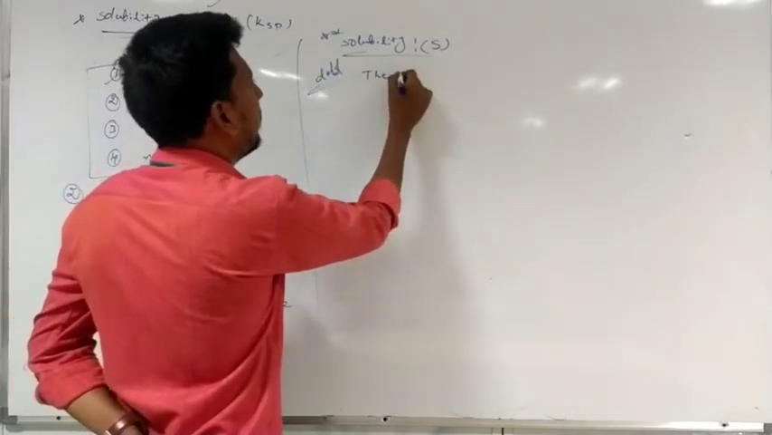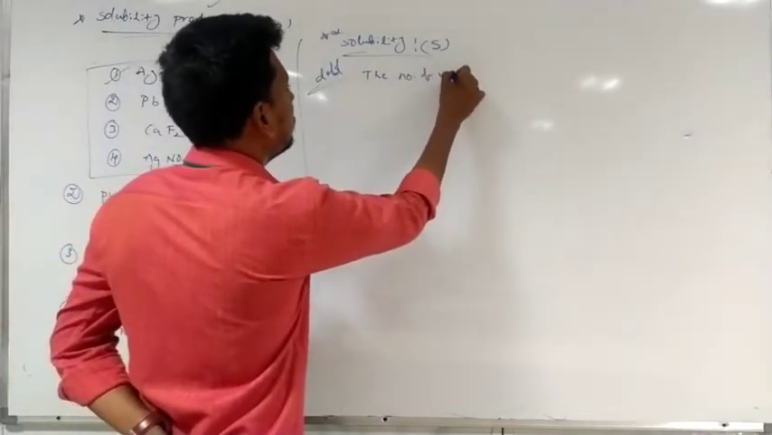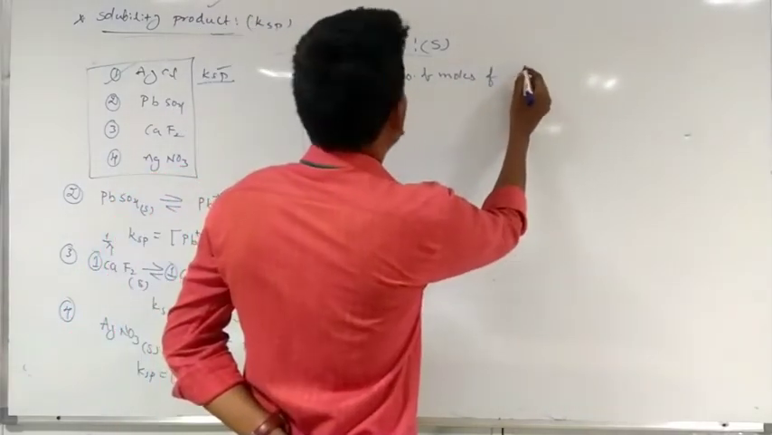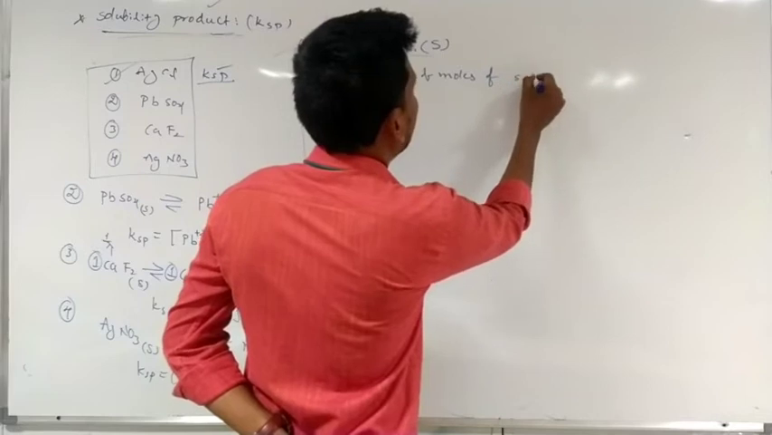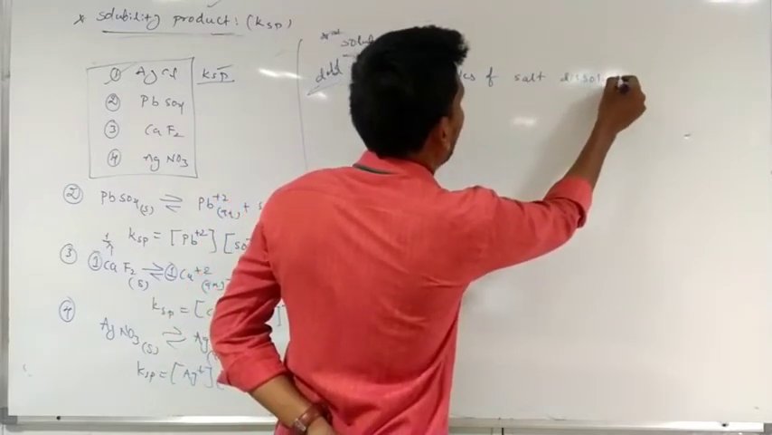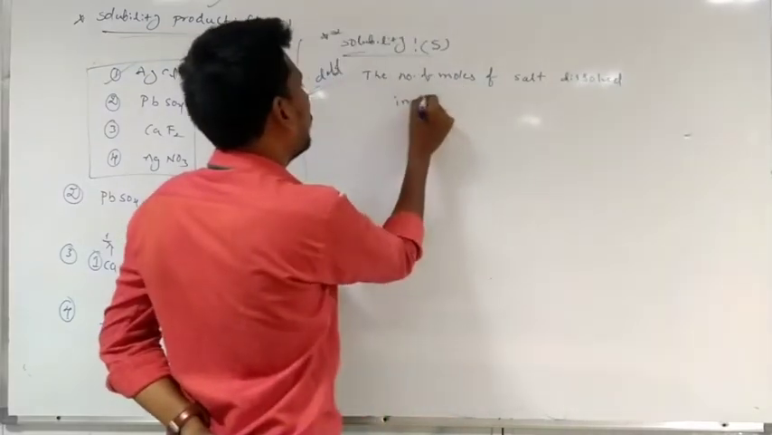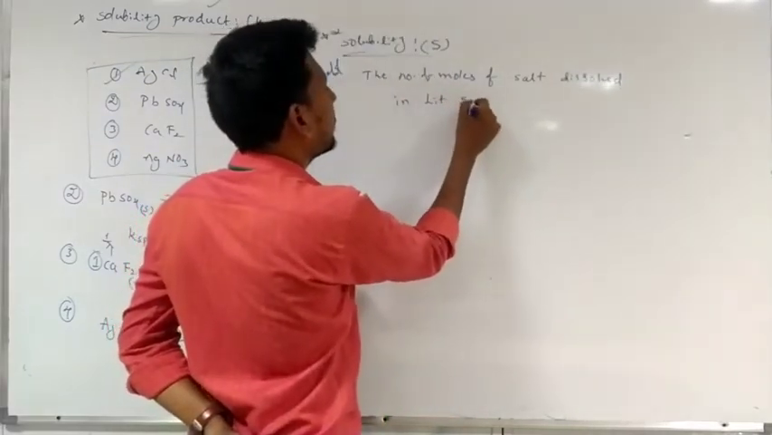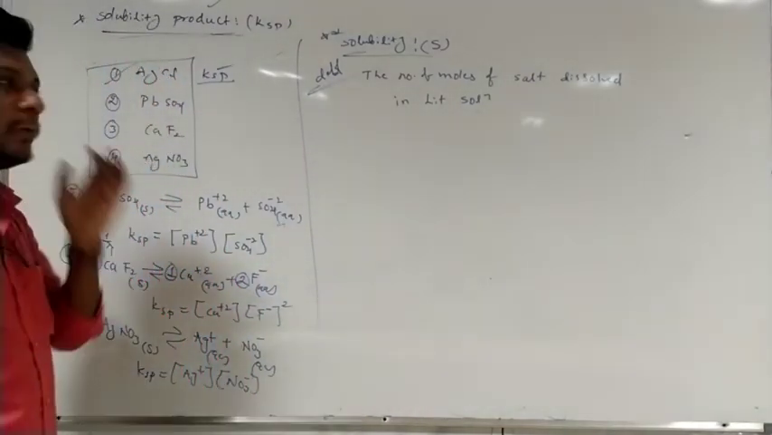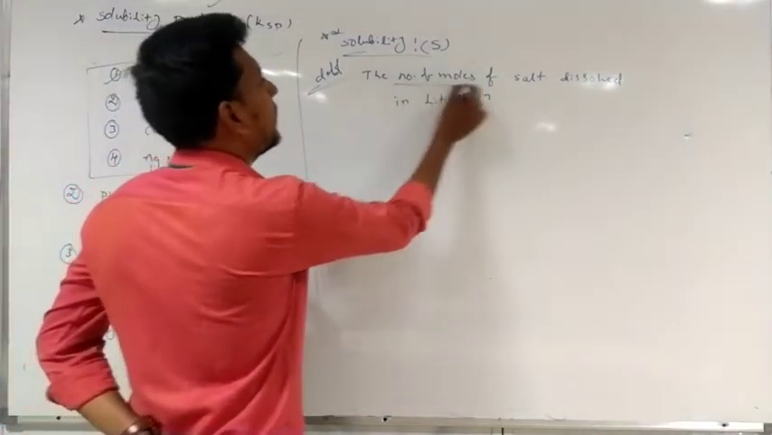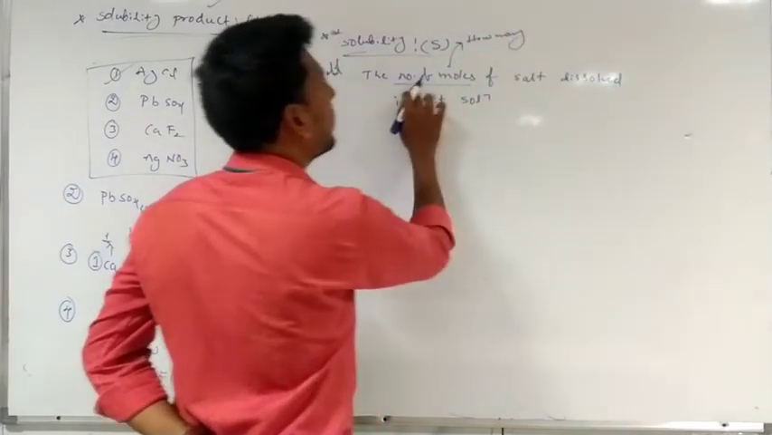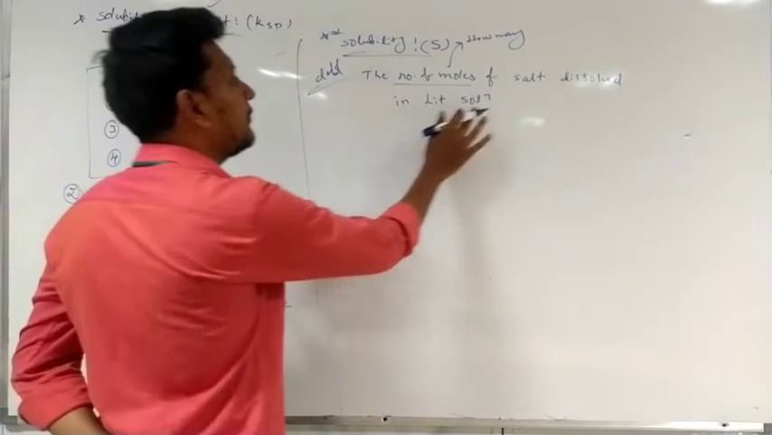The number of moles of salt dissolved in 1 liter of solution. Here, how many moles of salt are dissolved in 1 liter of solution.